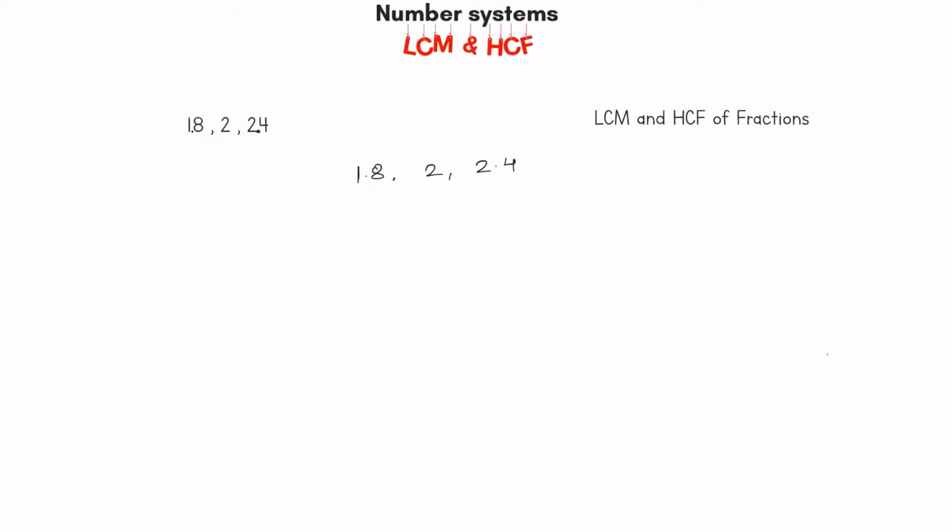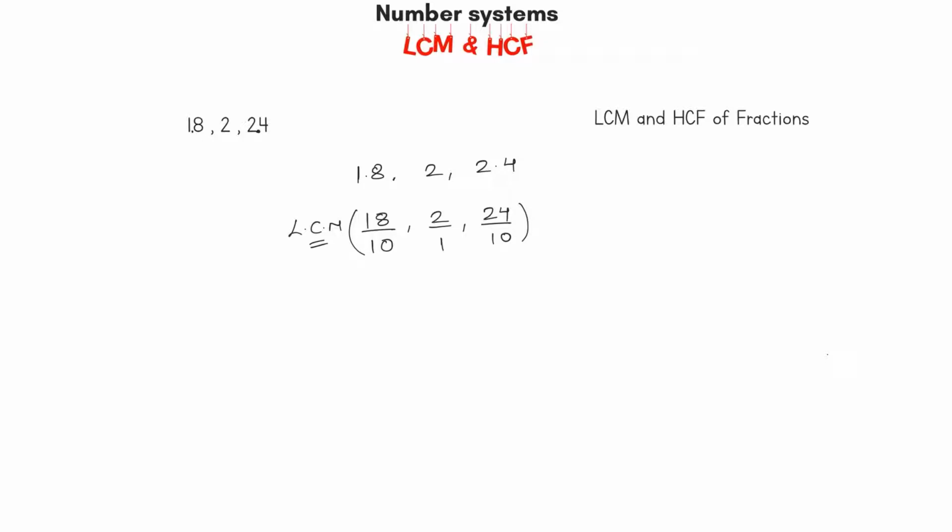What will I do? First I'll convert them to fractions. So I'll write this as 18 by 10, then 2 by 1, and then 24 upon 10. I will make sure that they have a numerator as well as a denominator. So fractions, I convert it to this. Now I need to find out the LCM of this, and then the HCF of this. So first I need to find the LCM.